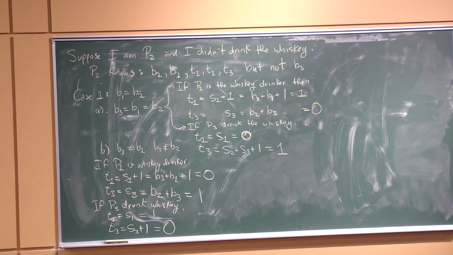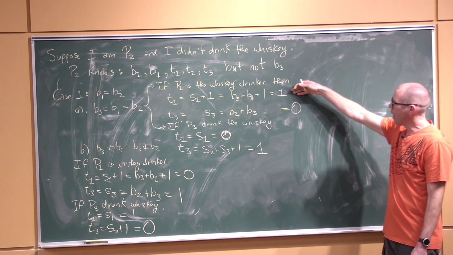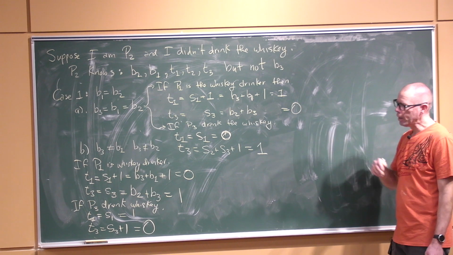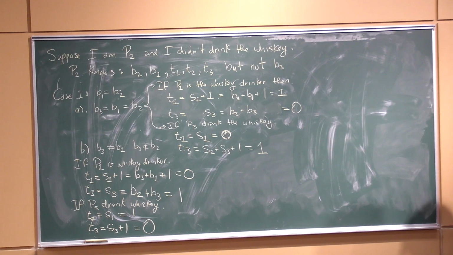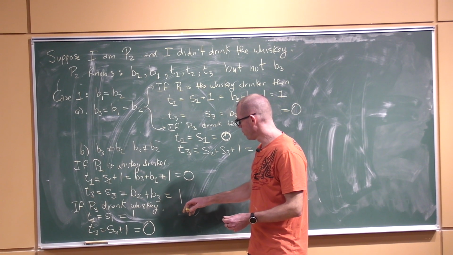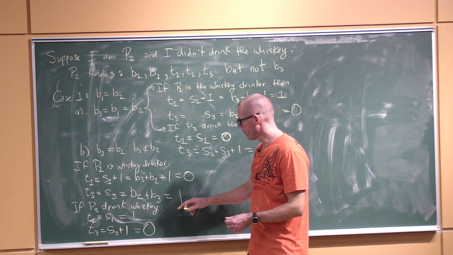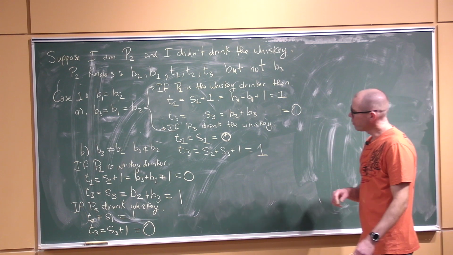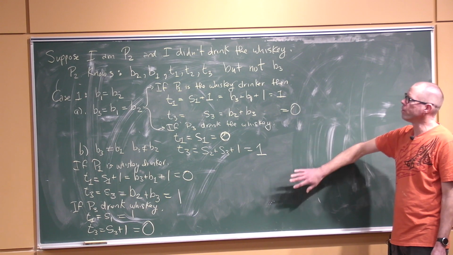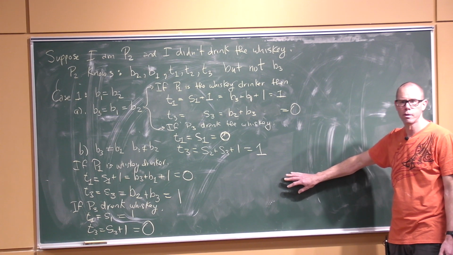But look, these cases have exactly opposite outcomes. So if they're in case 1A, then the person who drank the whiskey is the one who outputs the t value that's equal to 1. On the other hand, if they're in case 1B, the person who drank the whiskey is the one who outputs the t value equal to 0. So they learn nothing, because whatever they see is completely inverted by whether or not B3 is 0 or 1. And they don't know B3, so they can't figure out anything from this case.